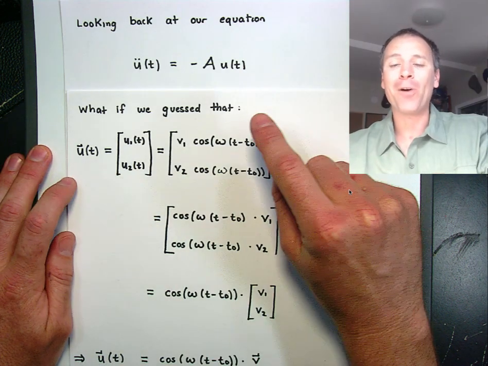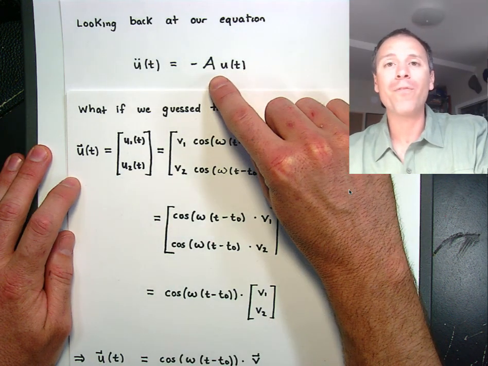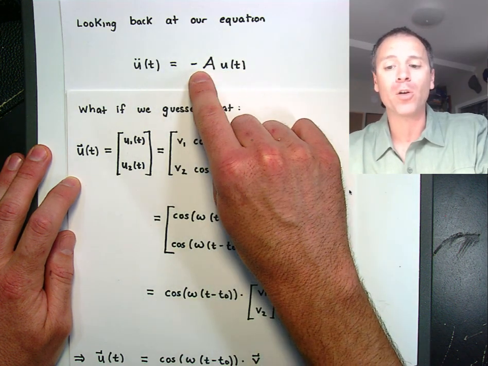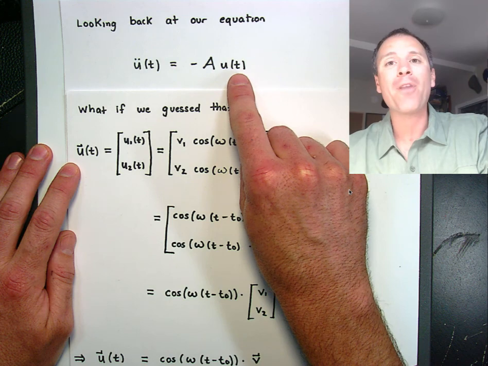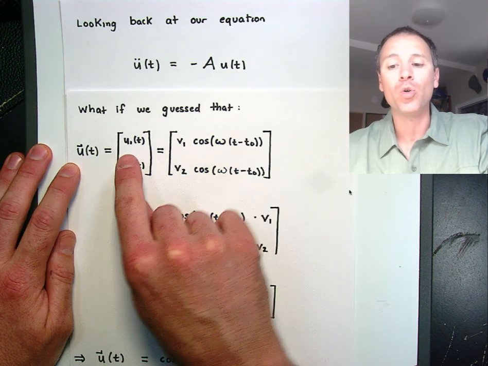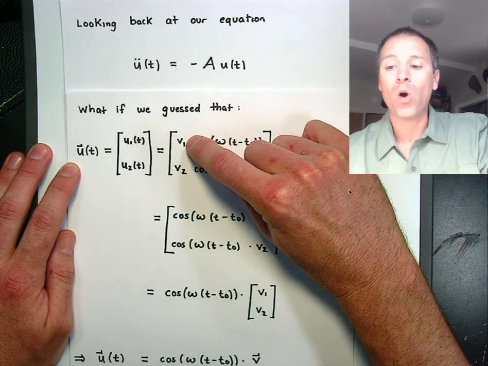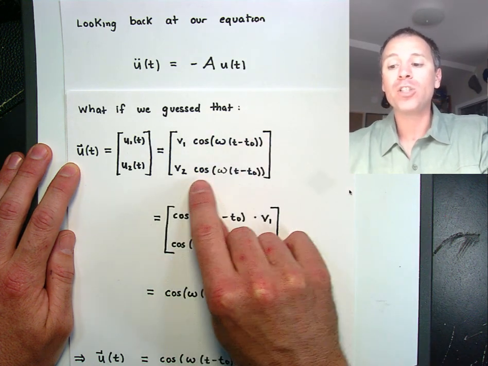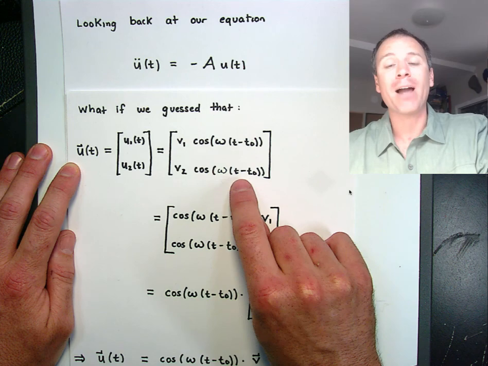Let's say that in a different way. If we want to solve this vector valued differential equation, this coupled differential equation, let's assume that the vector valued function u takes the form v1 times cosine of omega t minus t naught, v2 times cosine of omega t minus t naught.